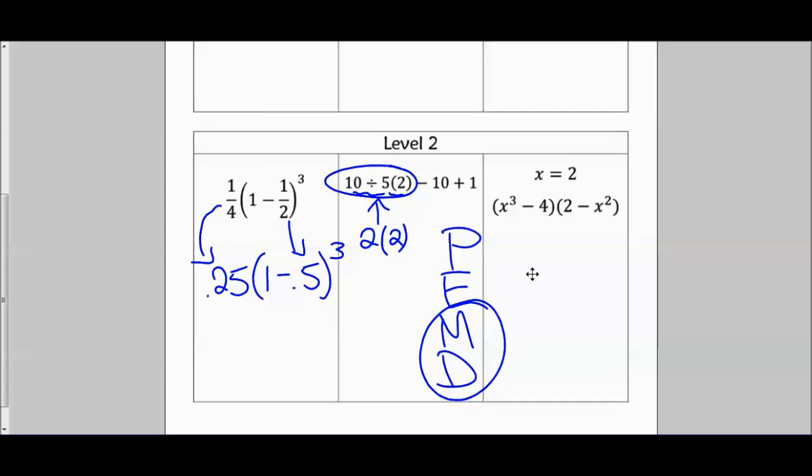We have minus 10 and plus 1. Addition and subtraction, while the A comes first in PEMDAS, addition and subtraction are on the same level. So we would actually do the subtraction first. Then we would subtract 10 and then add 1.